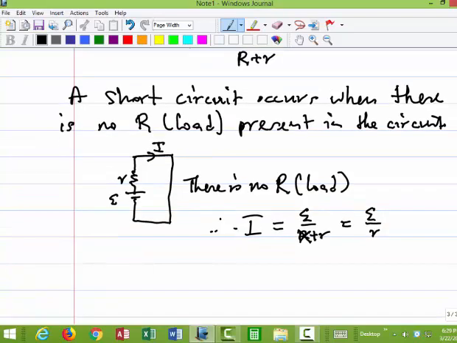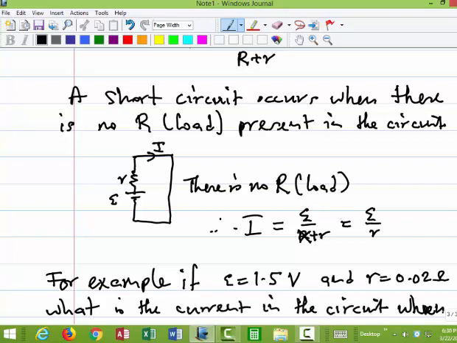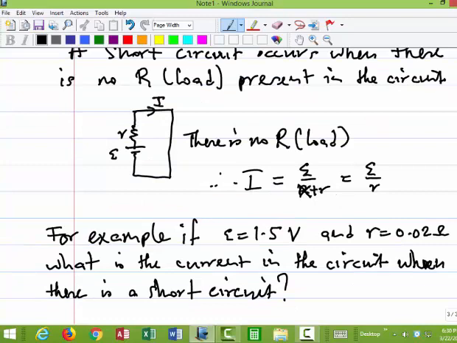This means that the current that flows through the circuit is going to be very high. For example, if E is equal to 1.5 volts and the internal resistance is 0.02 ohms, what is the current in the circuit when it shorts? We just want to calculate I in the circuit when there's a short circuit, meaning there's no load present. We can do that pretty quickly. What is the current going to be?